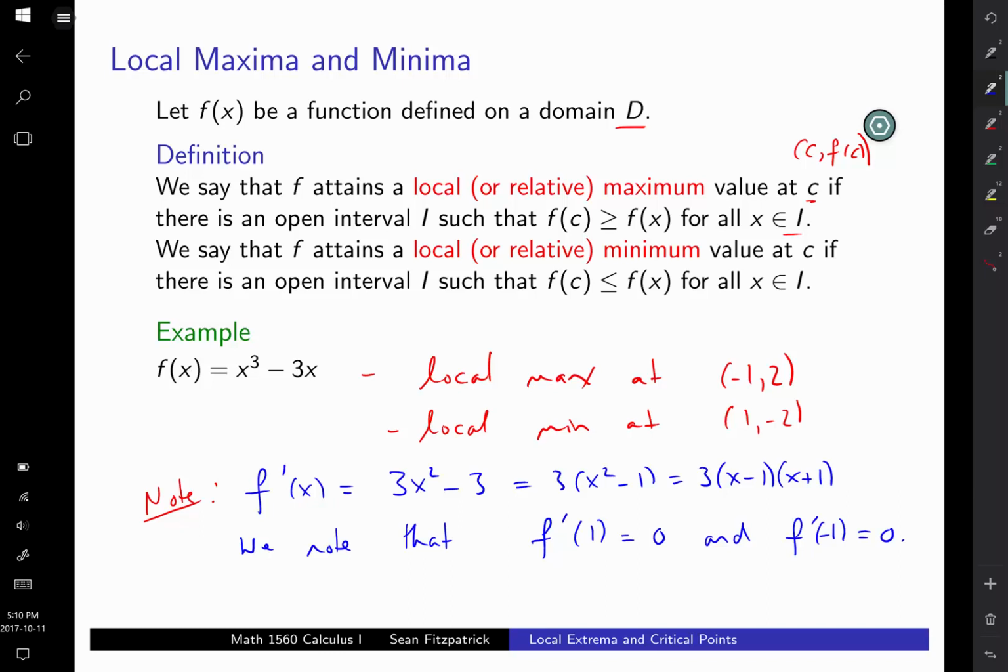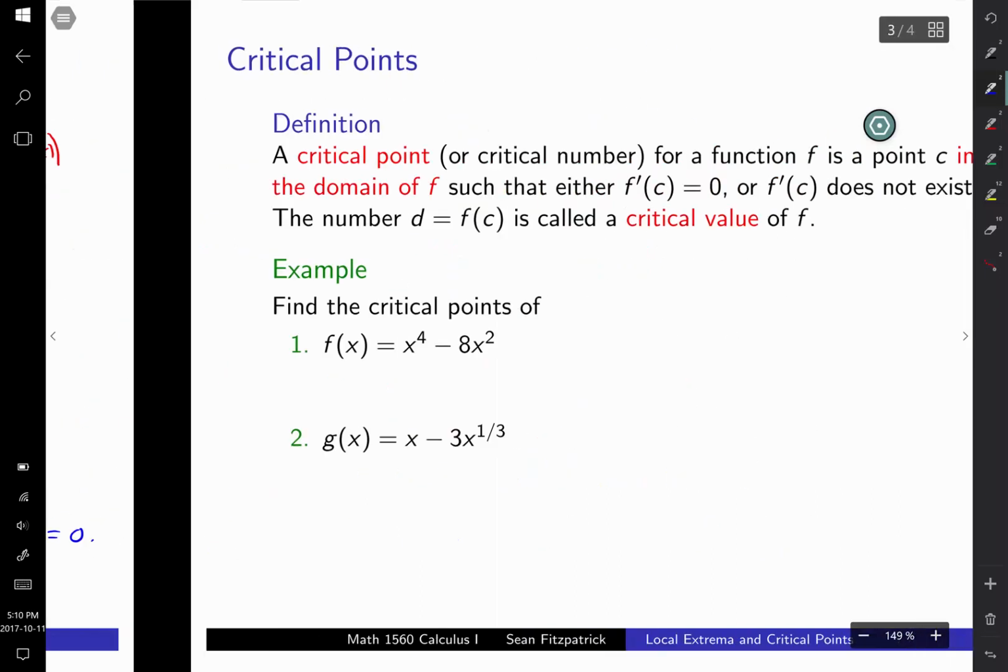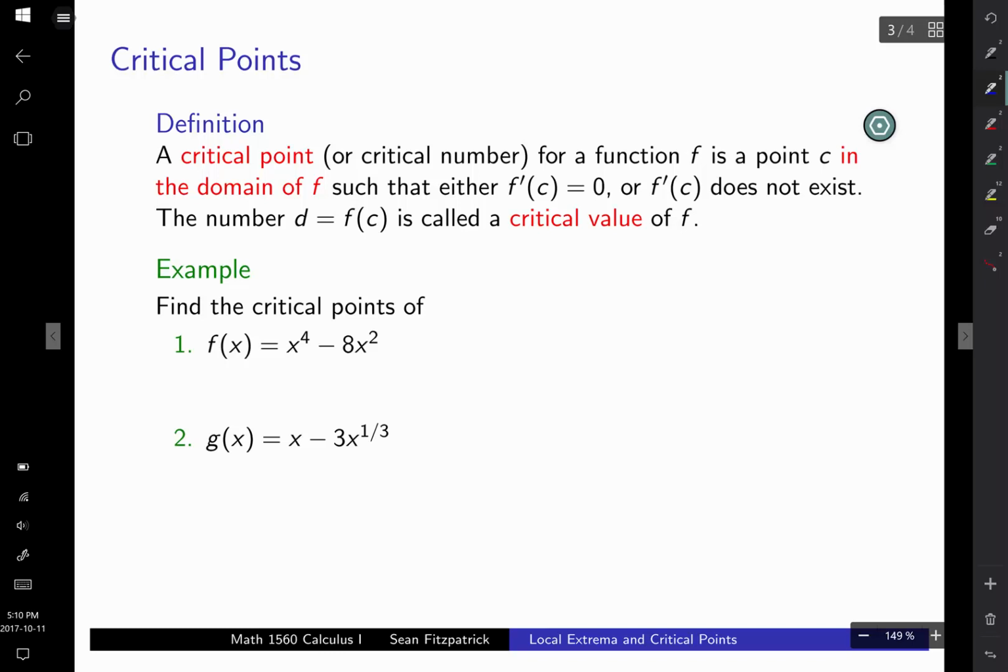These places where the derivative is 0 have a name. These are called critical points. So a critical point for a function is any point where the derivative is 0 or where the derivative fails to exist. Although in this second case, where the derivative does not exist, we're not interested in points where the derivative doesn't exist because the function isn't defined there. So we do want to make sure that this point is in the domain.